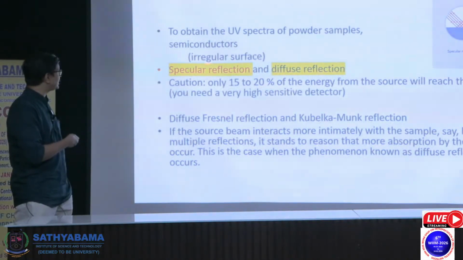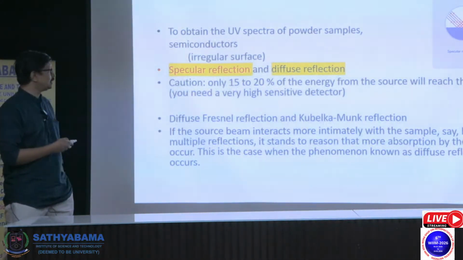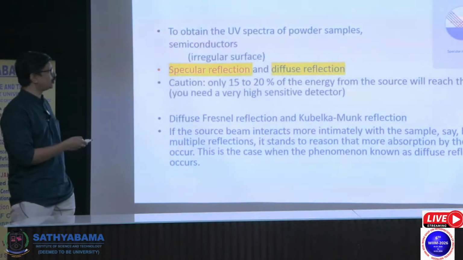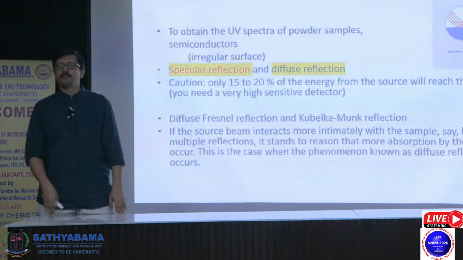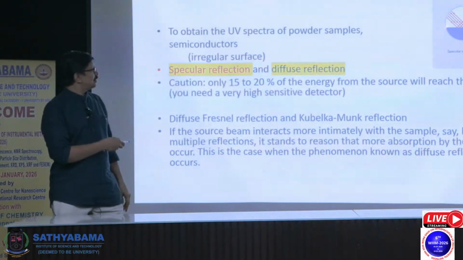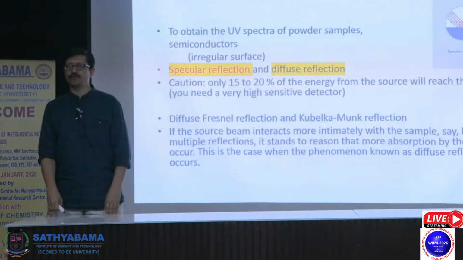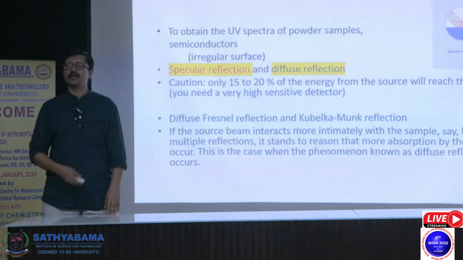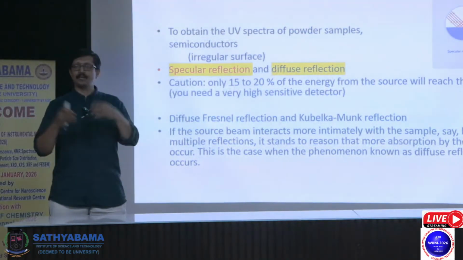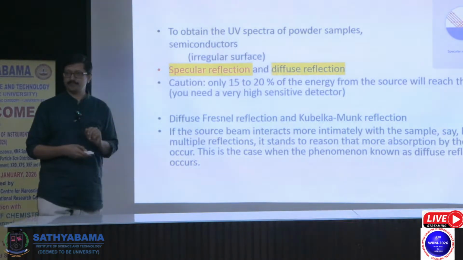Now, when we talk about reflectance, there are two different types of reflection. One is called specular reflection, another one is called diffuse reflection. The pictures will show you the difference. In one, the angle of incidence and the angle of reflection are equal. If you draw a normal here, for every incident beam and reflected beam, those angles are equal. Whereas diffuse means it's all scattered. So in DRS, what you are actually measuring is diffuse reflection.